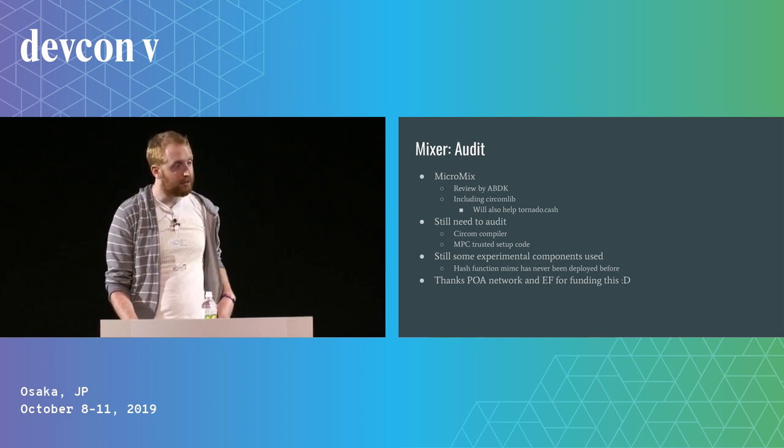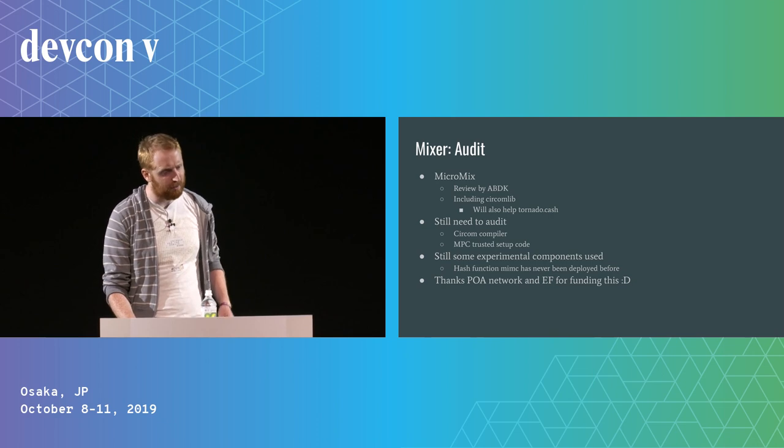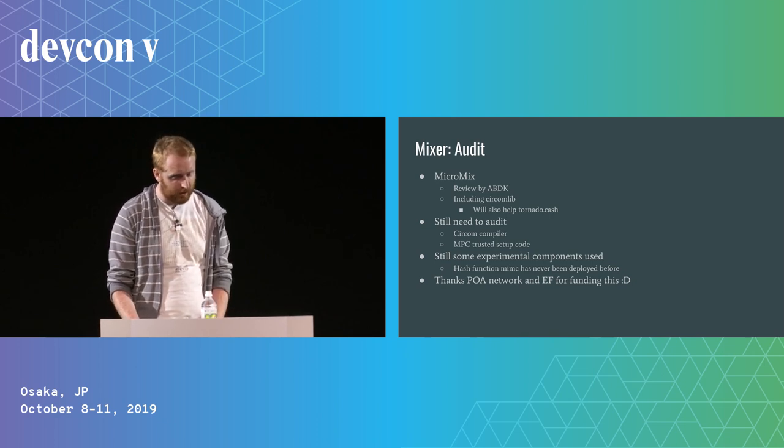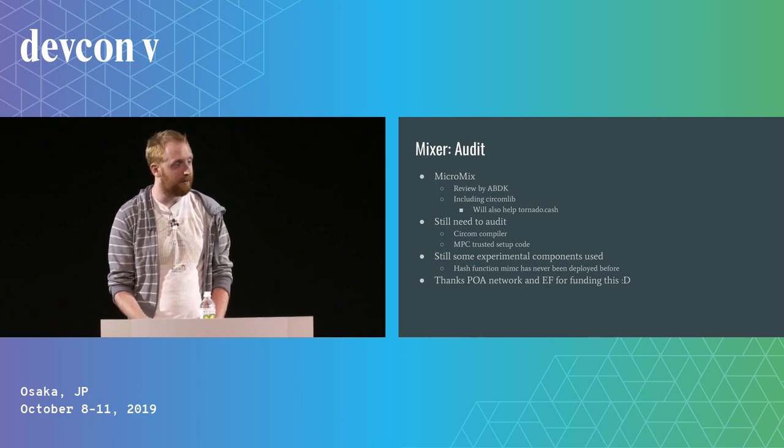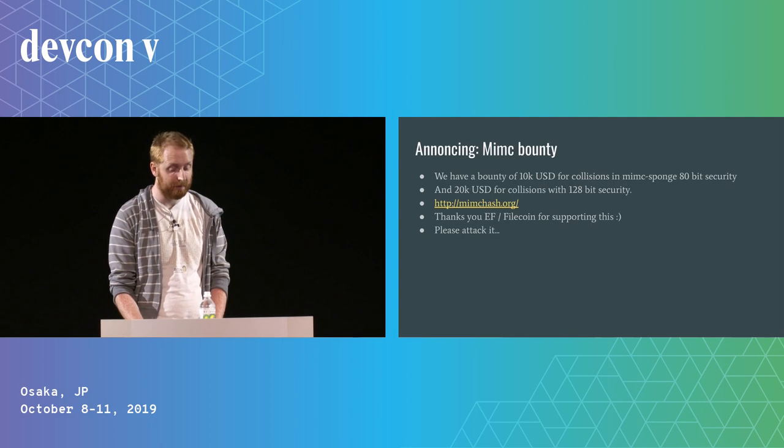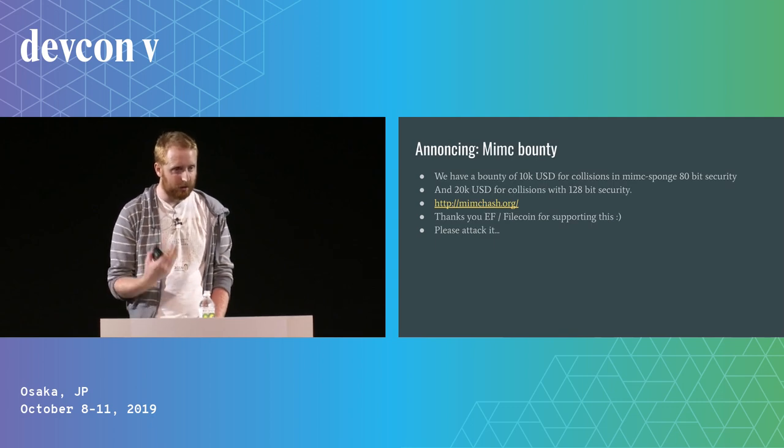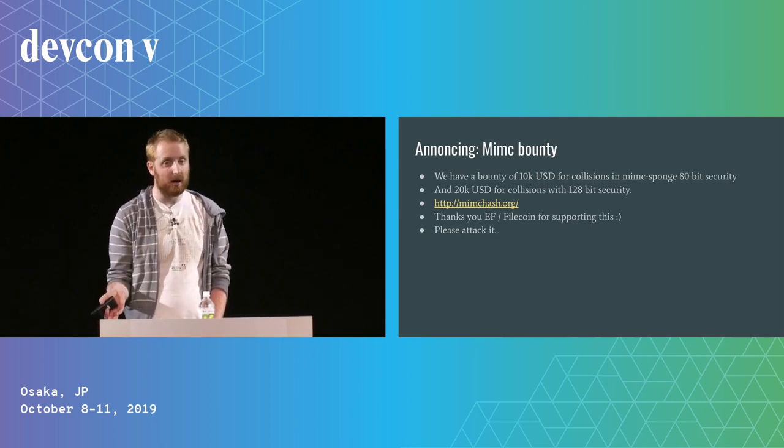Also, we still use some experimental components. For example, the hash function is MiMC, and as far as I know, that's never been deployed before. But I'd like to thank Proof of Authority Network and the Ethereum Foundation for funding the audit of the mixer and the circomlib components.